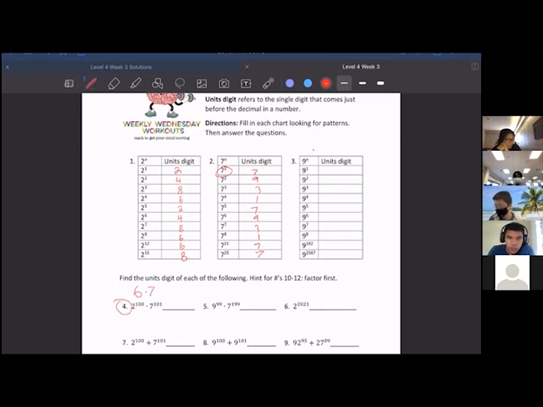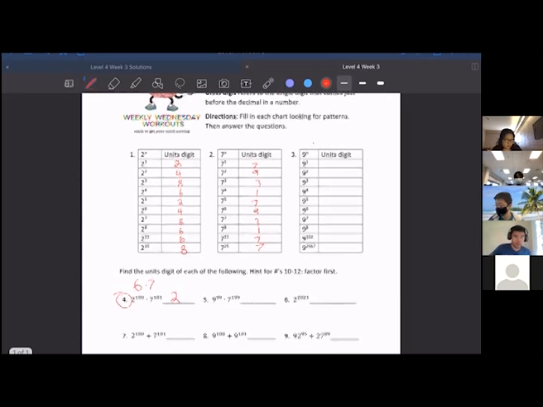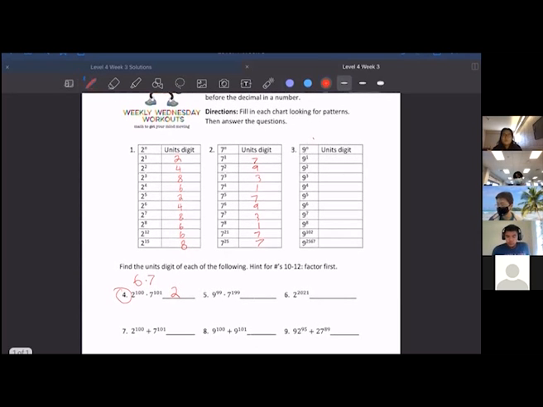So basically, since we only care about the units digit, we can multiply these two numbers together. And could you just tell me 6 times 7? 42. And the units digit of 42 is just going to be 2. So that's how you do these type of problems, basically. You just find the pattern, then find where the exponent is inside of the pattern, and do the math from there.